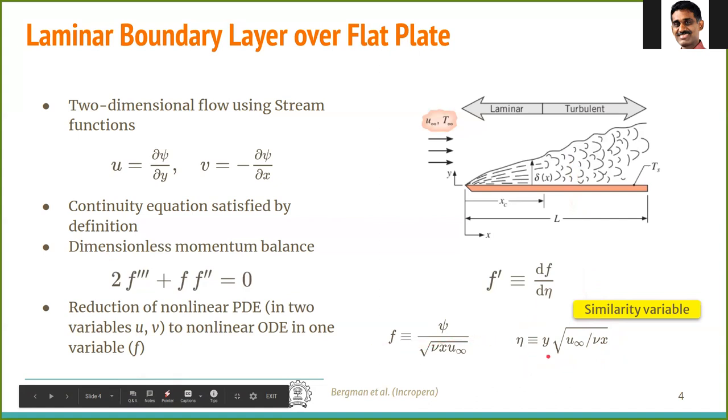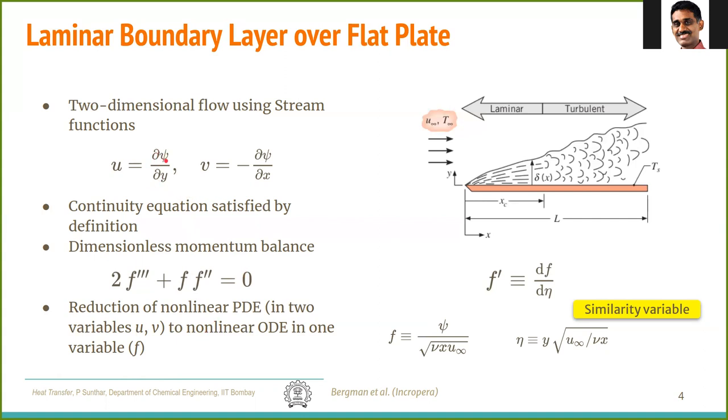Now, using f and eta, the momentum balance equation in the laminar boundary layer can be reduced to this form. Here, f prime denotes the first derivative of f with respect to eta, f triple prime is the third derivative, and this is the second derivative. What we have achieved by this equation is that the original equation had two variables, u and v, and it was also a nonlinear partial differential equation, and there were two independent variables, x and y.